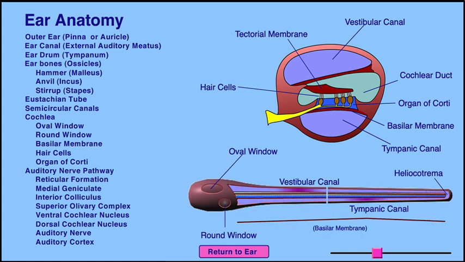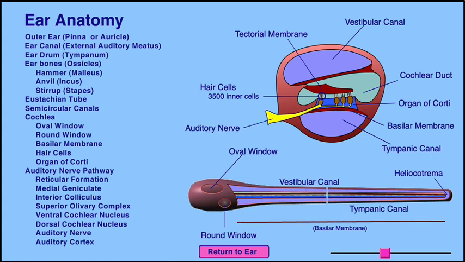Waves traveling along the length of the tympanic canal cause the basilar membrane with its hair cells to undulate. There are about 3,500 inner hair cells resting on the basilar membrane. 93% of the fibers of the auditory nerve connect to the inner hair cells, indicating that they send more acoustic information to the brain than do the outer hair cells.